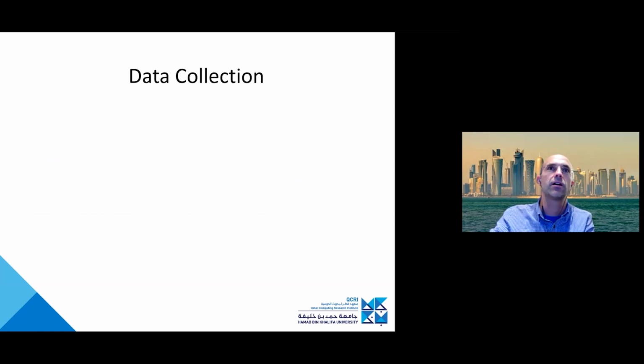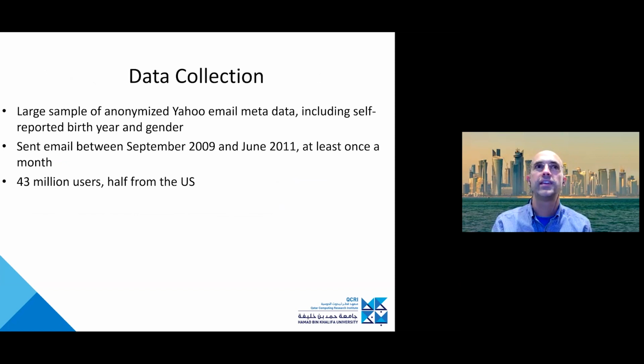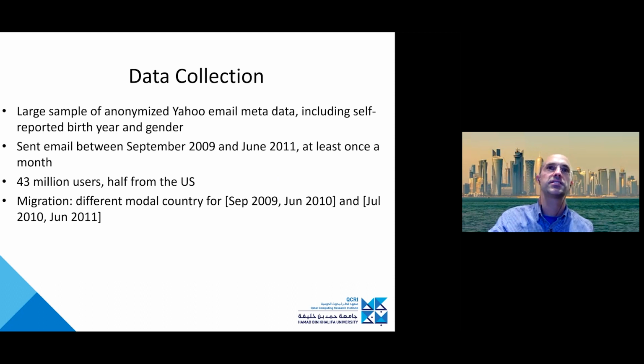This was collected for about 43 million Yahoo users between 2009 and 2011. All this data was anonymized. There were no email identifiers, just a random number or basically a hash, together with a birth year and gender information at the country level. So no precise geolocation was used for this analysis. To define migration, we used a very simple definition. We just look at the modal country, so which country were you found in the most between two different time periods, so let's say late 2009 and early 2010, and then similarly in 2010 and 2011.